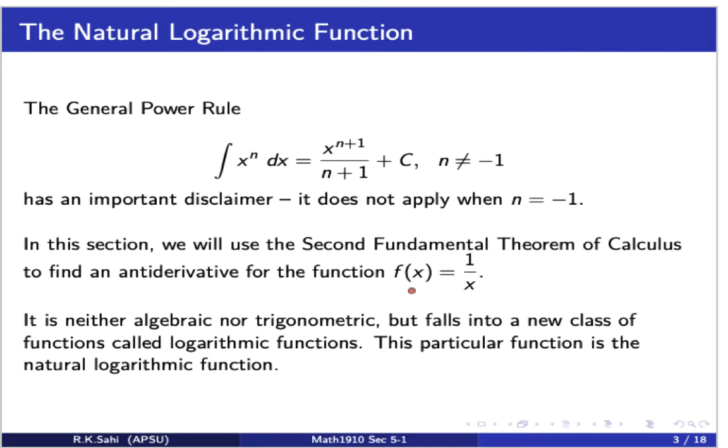So what we are going to do is use the second fundamental theorem of calculus to find the antiderivative for this function f of x, which is 1 over x. This is neither algebraic nor trigonometric. It falls into a new class of functions called the logarithmic functions. Now this function is a specific function we're looking at. We are looking at the natural logarithmic function in this session. So let's define what a natural logarithmic function is.